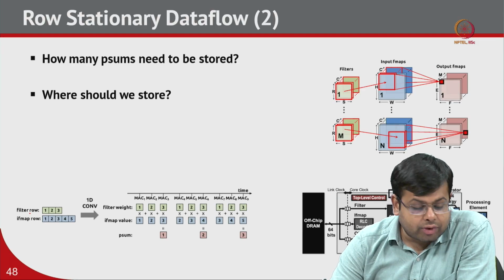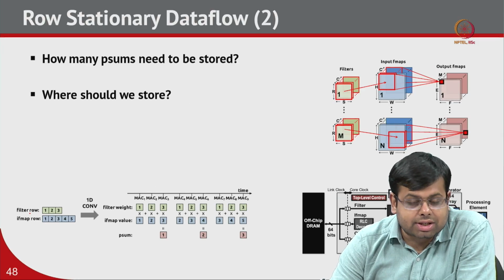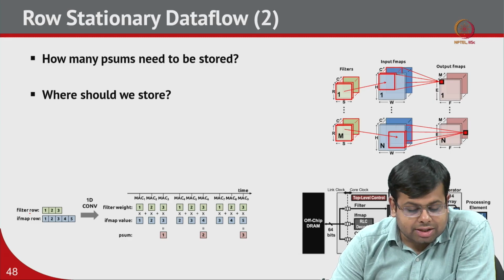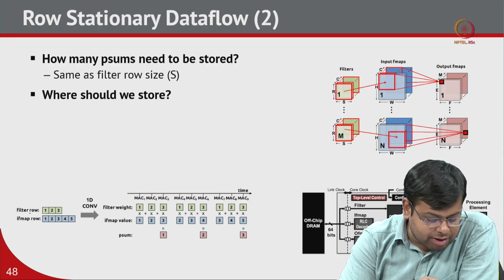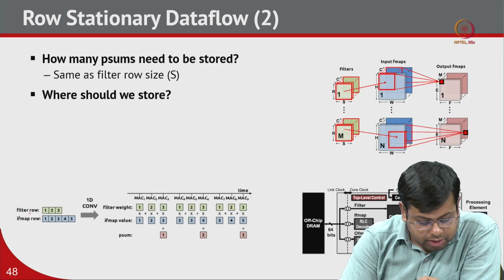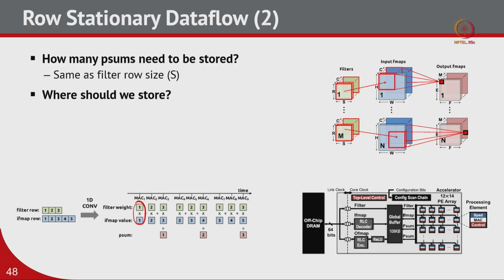Now, if we look closely at this row stationary data flow, how many partial sums need to be stored? That is the same as the filter row size, right. So, we have to store this value, this value and this value. Since in this particular case the filter row size is S, we need to store S number of partial sums. And where should we store them? We need to store them in the scratch pad which is inside each of the processing elements, right.